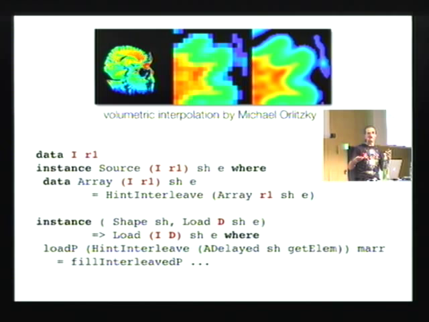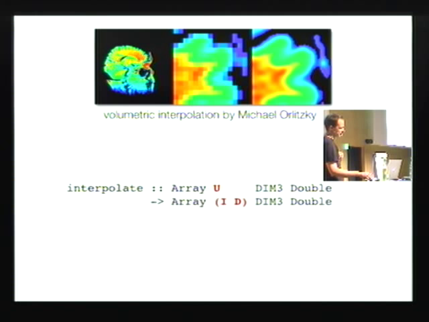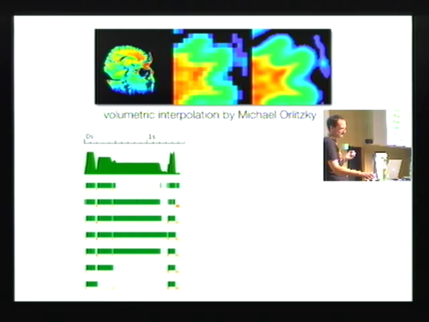So here's a type for my interpolation function, showing that it takes an unboxed cube of data and produces an unbalanced computation. That's the old ThreadScope plot, and here's a new one. See, it's all balanced now.